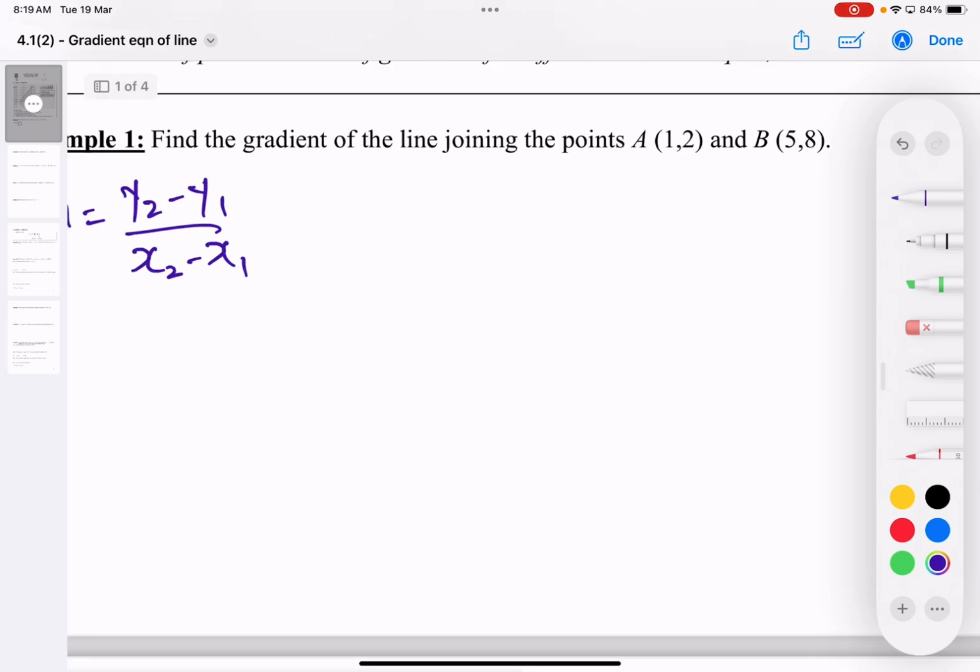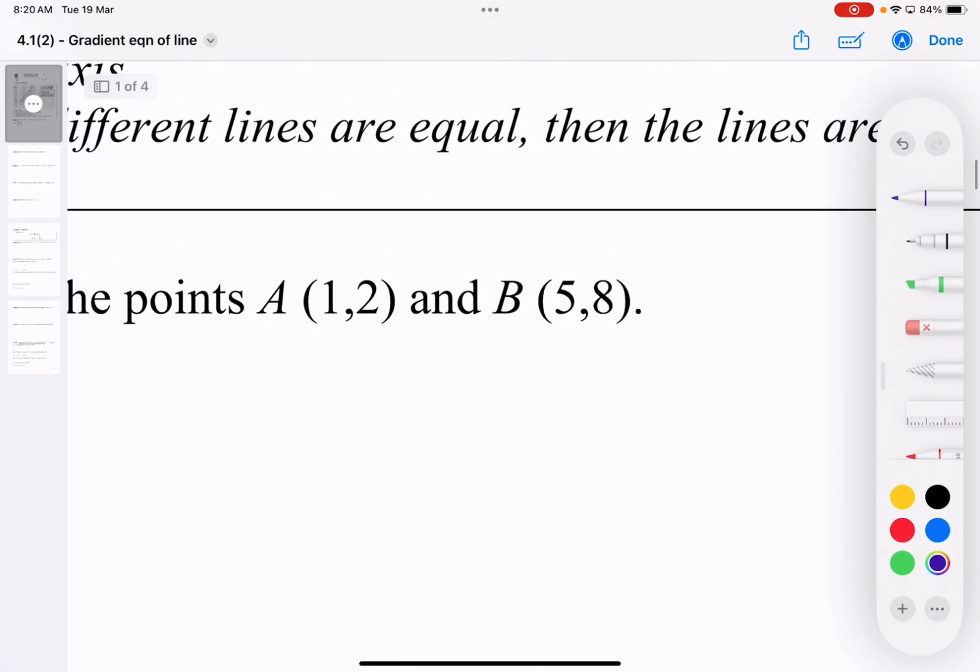Okay? And then, when you look at here, it doesn't matter which one you say is your point 1 and which one is the point 2. It really doesn't matter. If you do both ways, it will also work. That's the beauty about this formula. But you may want to label this as x1, this is your y1, this is your x2, this is your y2.